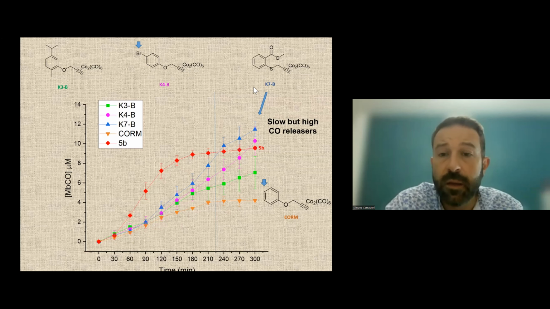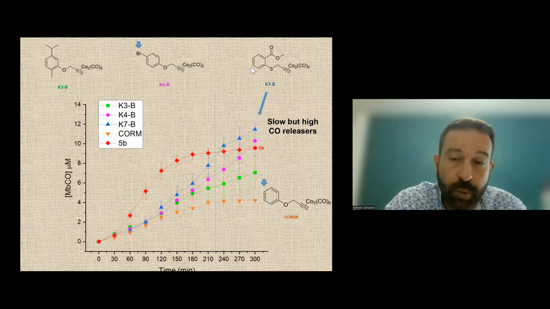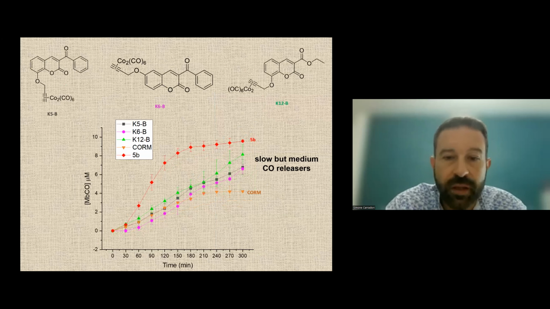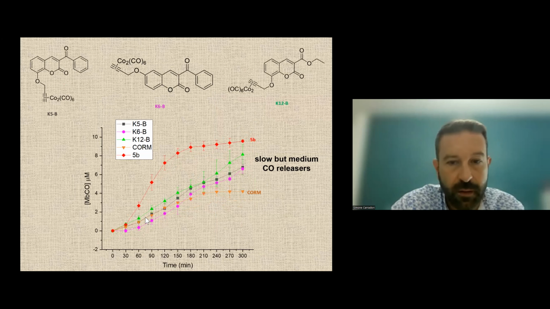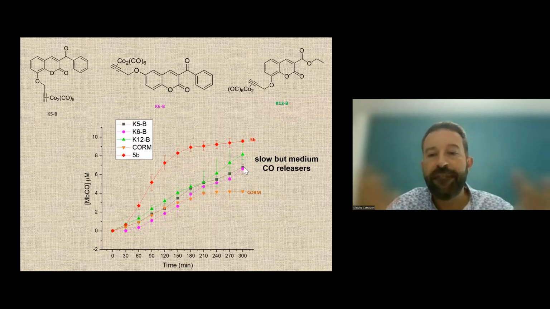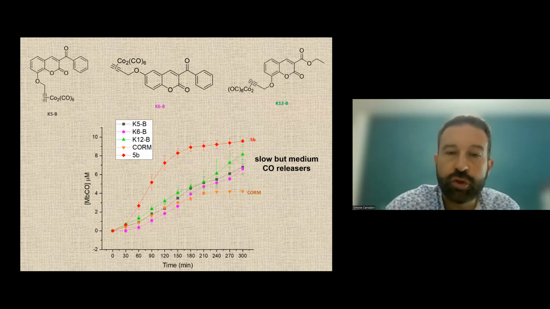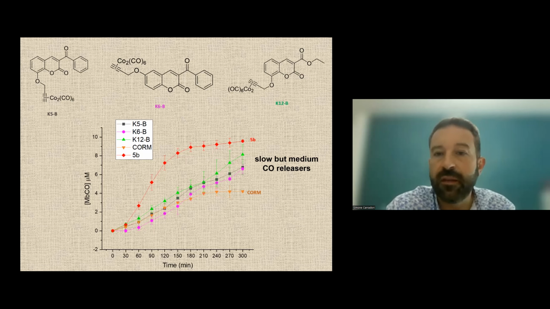But the most important releaser was this derivative with the sulfur atom as a bridge, which can, until 300 minutes, release more carbon monoxide than the reference 5B. Regarding the coumarin derivatives, they were slow but medium carbon monoxide releasers because their curves are in between 5B and CORM-1, despite the substitution or desubstitution at position 3, 6, or 8.